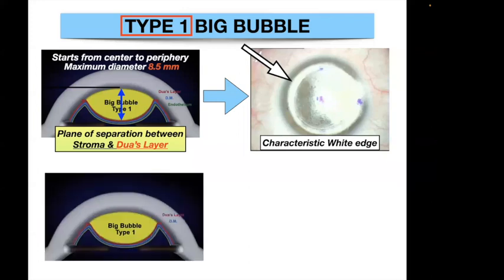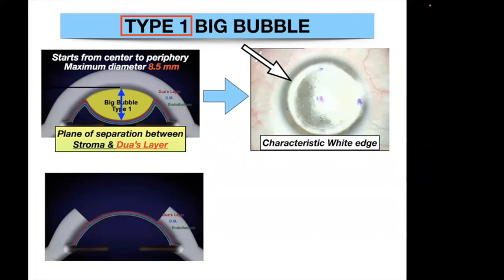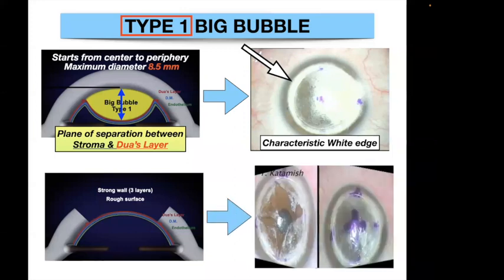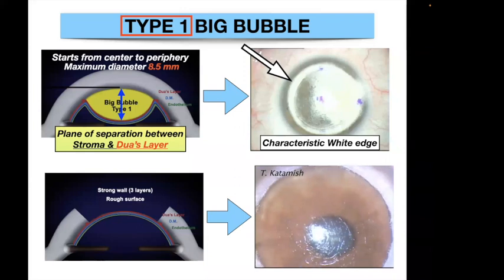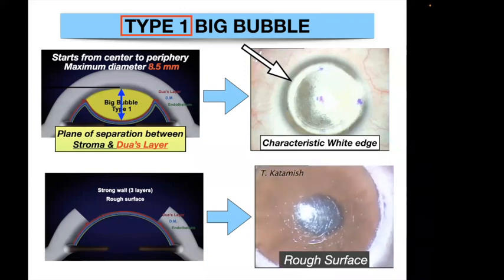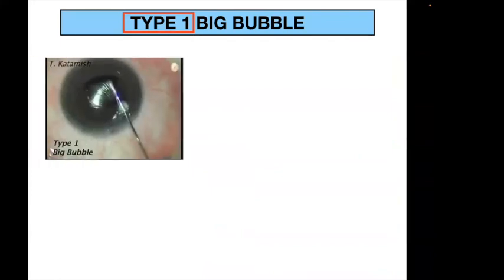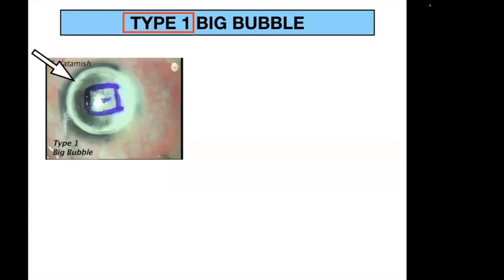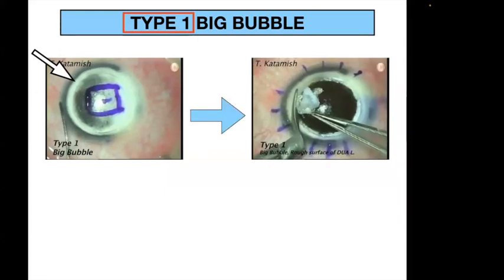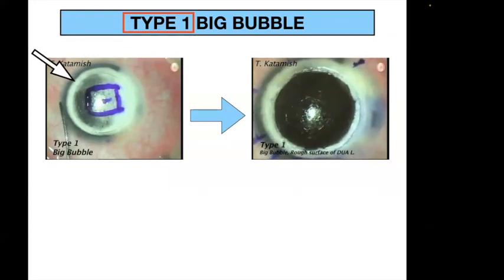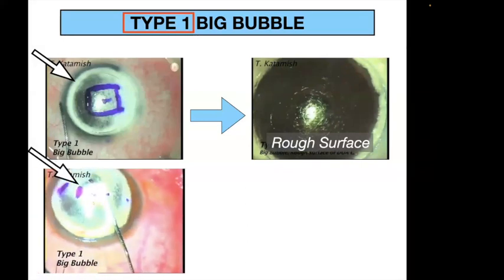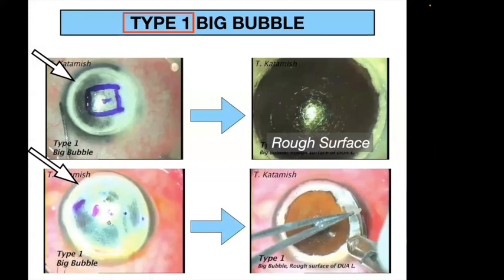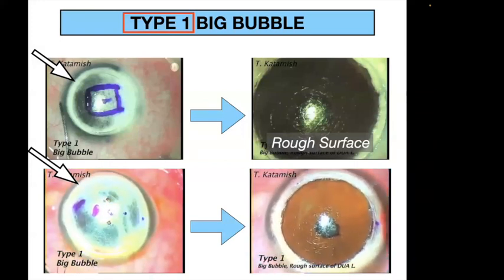During the operation, removing the roof, you will be having the floor formed of 3 layers: endothelium, Descemet, and Dua's layer, which is very strong layer. Again, this is Dua layer after removing the roof. So this is highly characteristic by its rough surface. Again, type 1 big bubble has characteristic white edge, as you see, and when you remove the stroma, you will be having the floor formed by the tough, rough surface of Dua's layer. Again, another example, white edge, very clear, and the floor is formed by Dua layer, which has a characteristic rough surface, as you see.